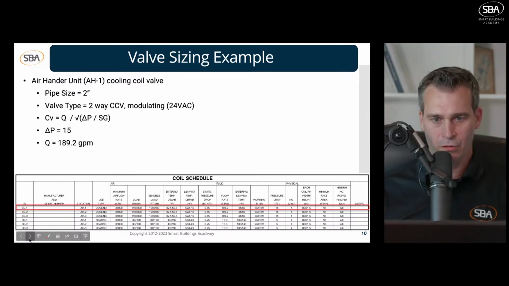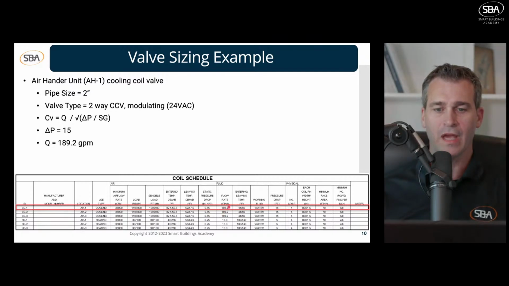And also Q is going to be our flow rate. And that's going to be 189.2. So we got our flow rate in this column right here, and we have 189.2 for that. Okay, so those are going to be our givens that we need for our formula. Our specific gravity of water and glycol is 1. We can just use 1 if we wanted to on that. So that's going to be all of our givens that we can plug into our formula.